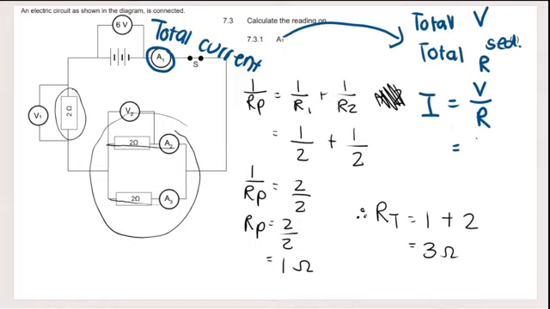So total voltage is 6. Total voltage is the voltage across the battery. And total resistance, we just worked out. It's 3. So my total current is 2 ampere. Remember your units. You can do the most beautiful calculations for me, formula, substitution, but if you don't put the A there, you're going to get 2 out of 3, which is, I mean, why get 66.666% when you can get 100%? You know what I mean?